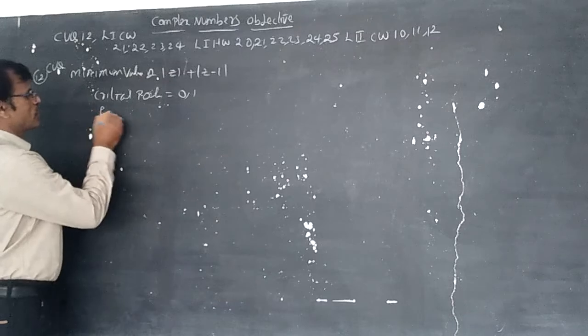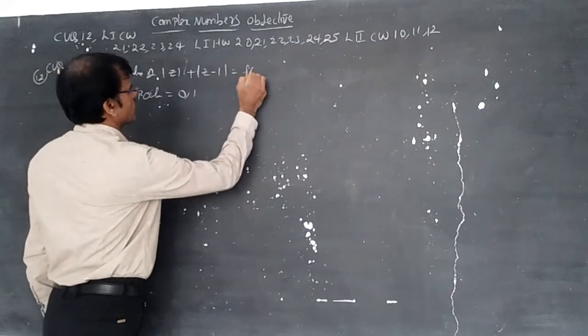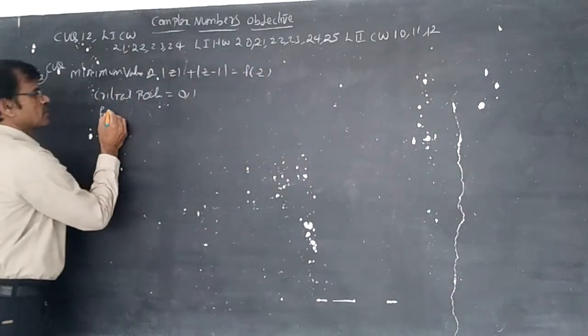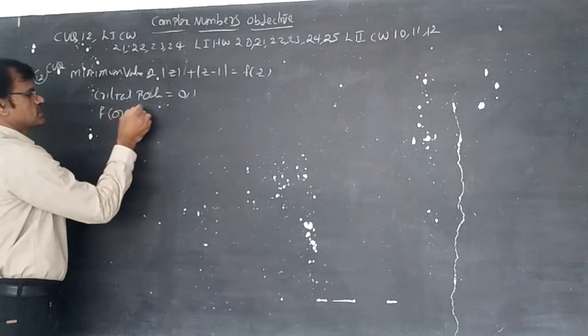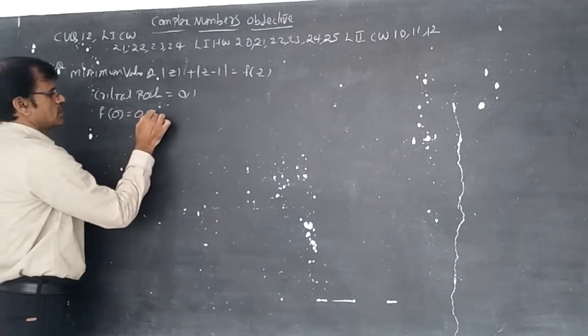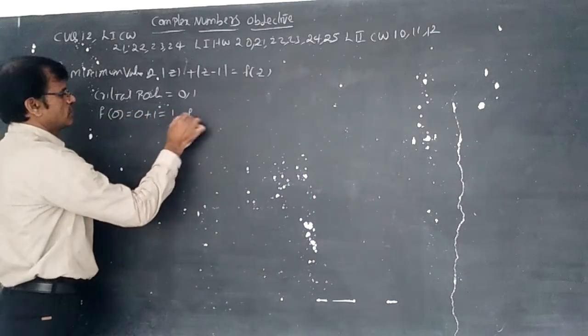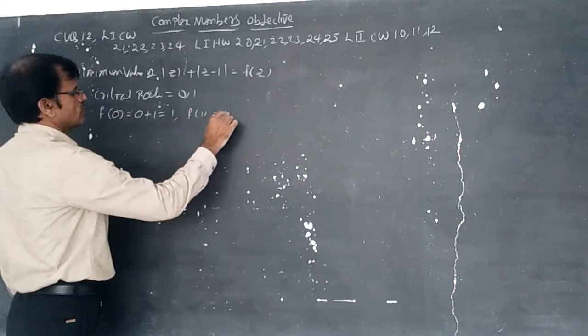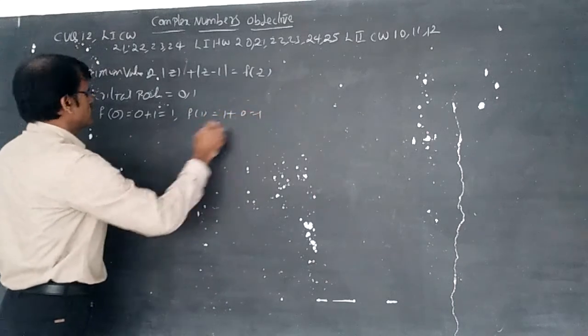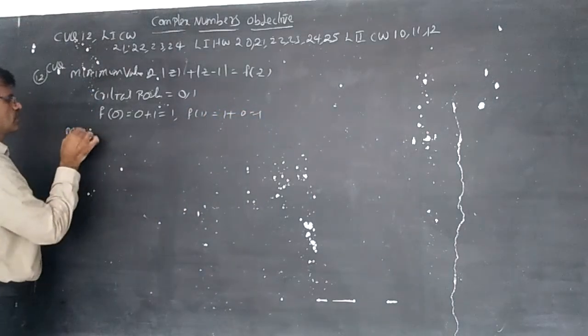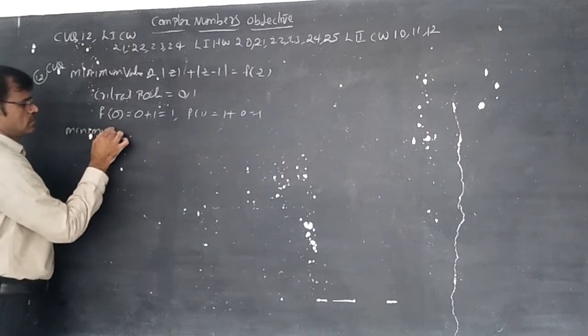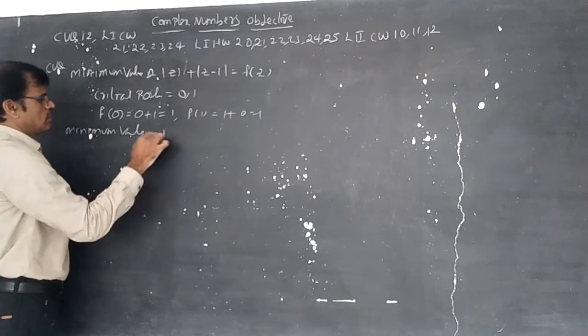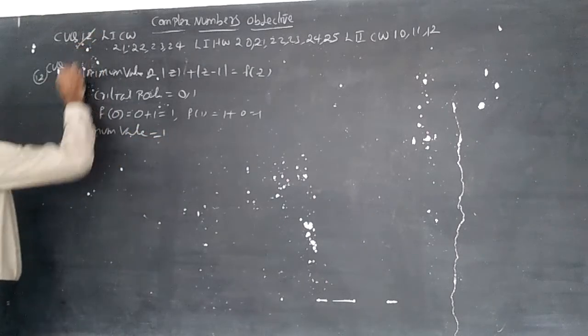Substitute the critical points. Let this be f of z. It is a function of the complex number z. Substitute here: 0 plus 1, that is equal to 1. If you substitute f of 1, it is also 1. So the minimum value is 1. Minimum value equal to 1.